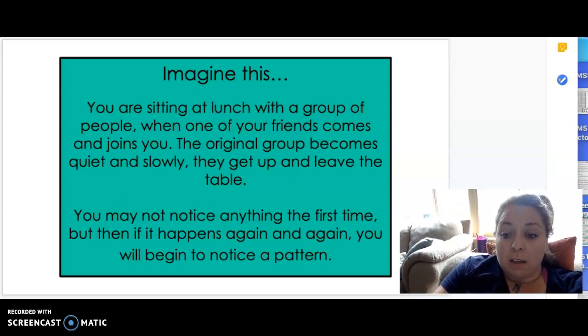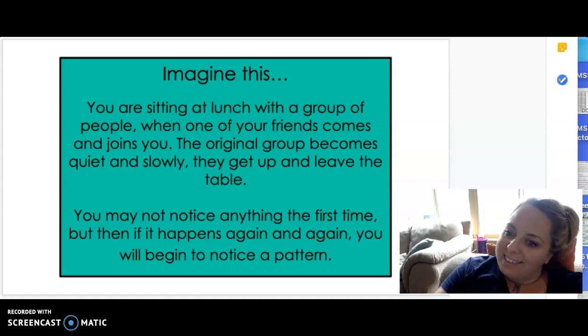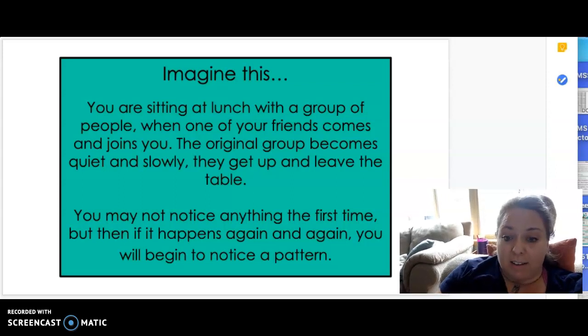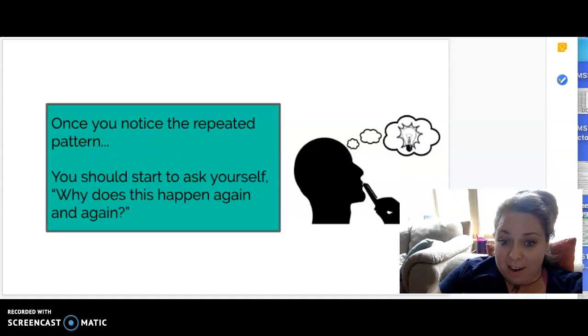So now I want you to imagine this scenario. You are sitting at lunch with a group of people when one of your friends comes and joins you. The original group becomes quiet, and slowly they get up and leave the table. You may not notice anything the first time that someone gets up and leaves, but after the second, third, fourth person gets up and leaves, you're going to notice a pattern. When you notice that pattern, you need to ask yourself, why does this happen again and again?